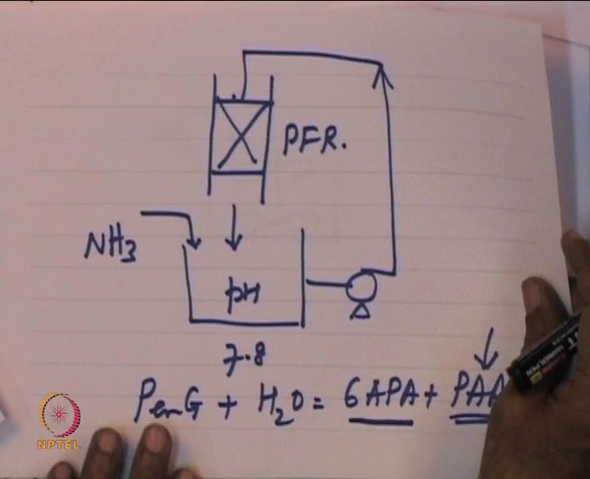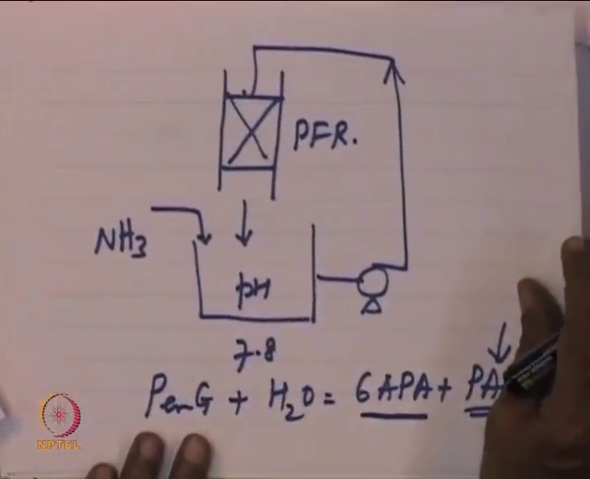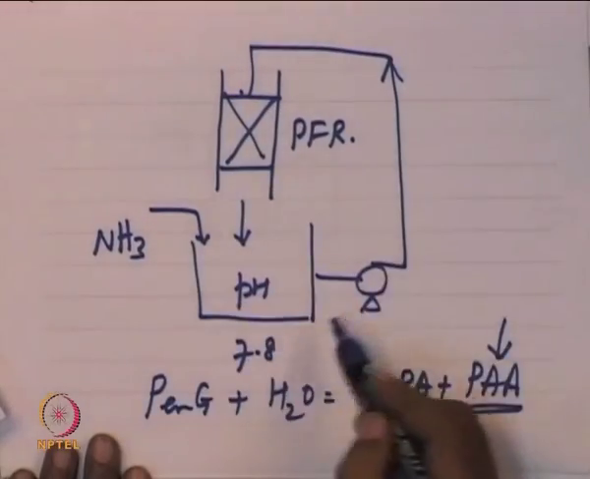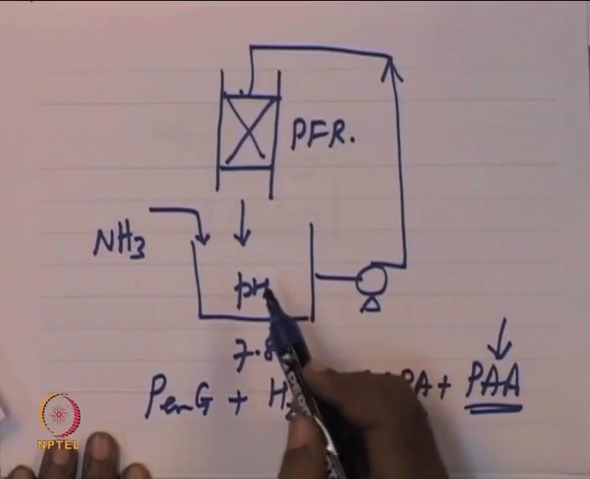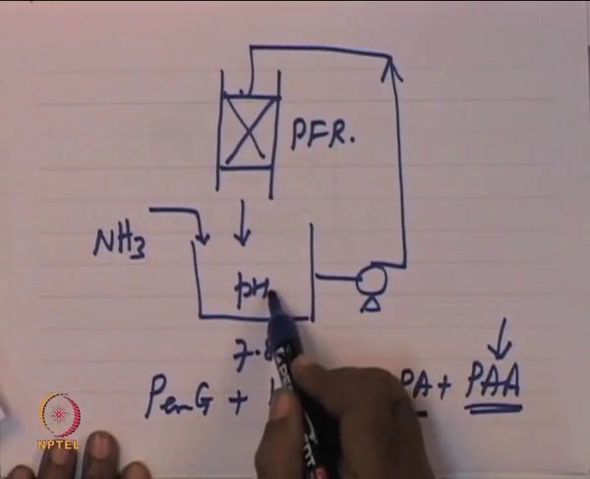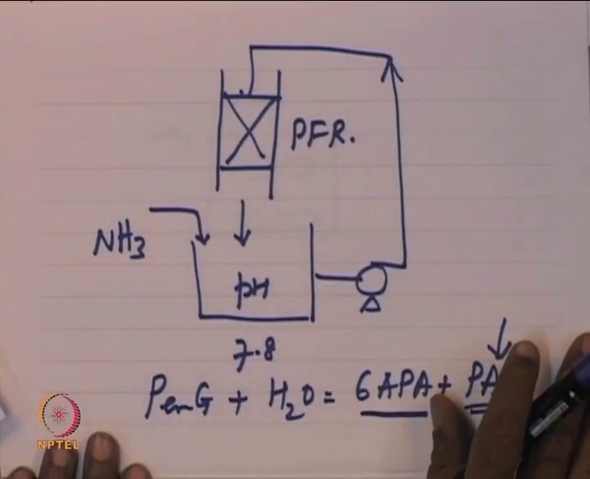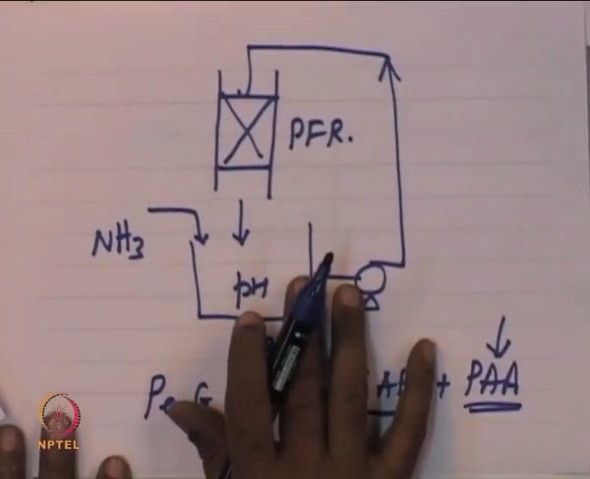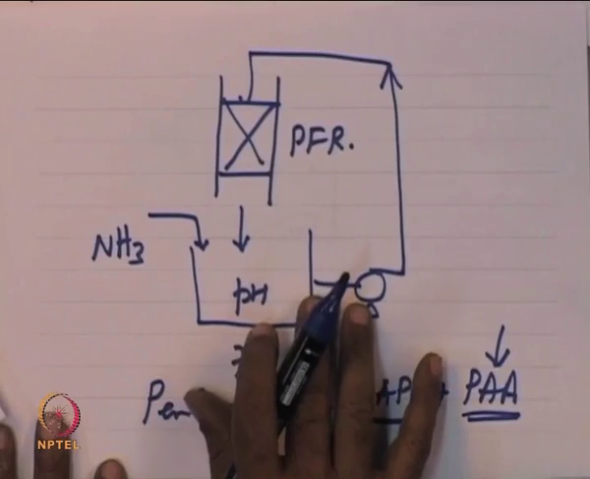It is not that even this is not available; you will see it in the industry also. So, this whole thing takes about 6 to 8 hours, sometimes 10 hours, and then at the end of which you have 6 APA and phenyl acetic acid, which you send for recovery. So, this is the first problem that I had set for your take home.